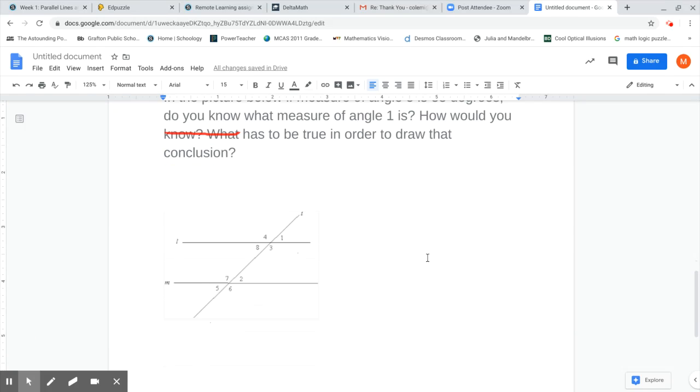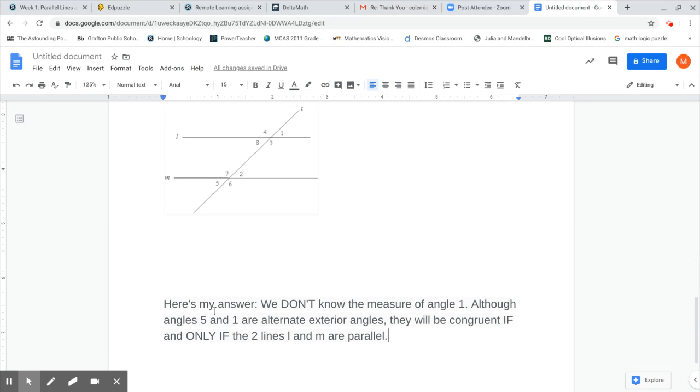Here's what I have for an answer, guys. We don't know the measure of angle 1. You absolutely positively do not. And the reason you don't is because they never told you that line L and line M are parallel. Some people even came right out in their answer and said, because the lines are parallel, but they're not. They didn't say that. They even hinted at the idea that they might not be because they said, what condition would have to be true?